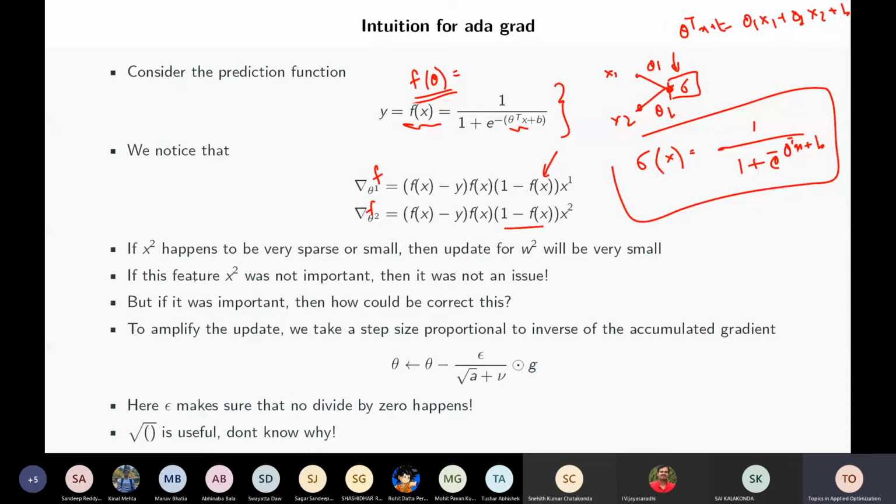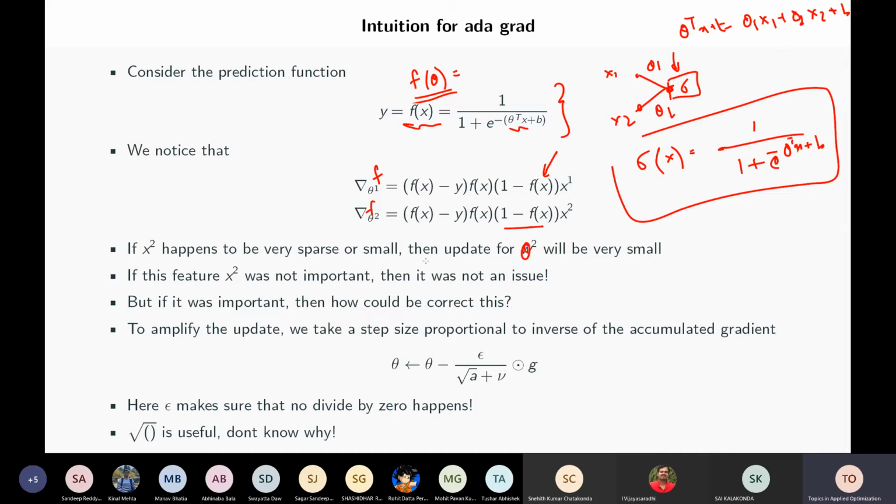So what is happening here, right? If x squared happens to be very sparse, not x squared, but I mean x2, the second component. If x2 happens to be very sparse or small, then the update for W2 will be very small, obviously. Sometimes I mix W2, sometimes I mix theta 2, so I have to be very careful.